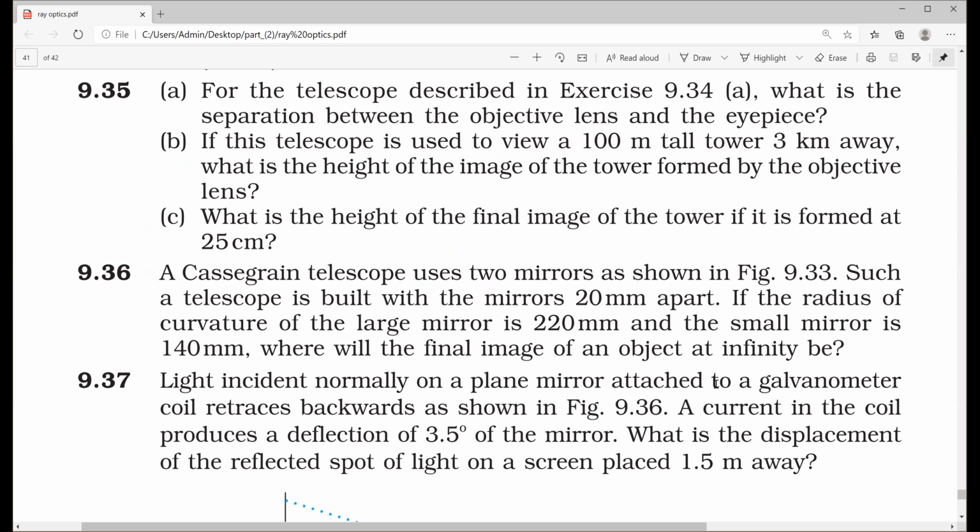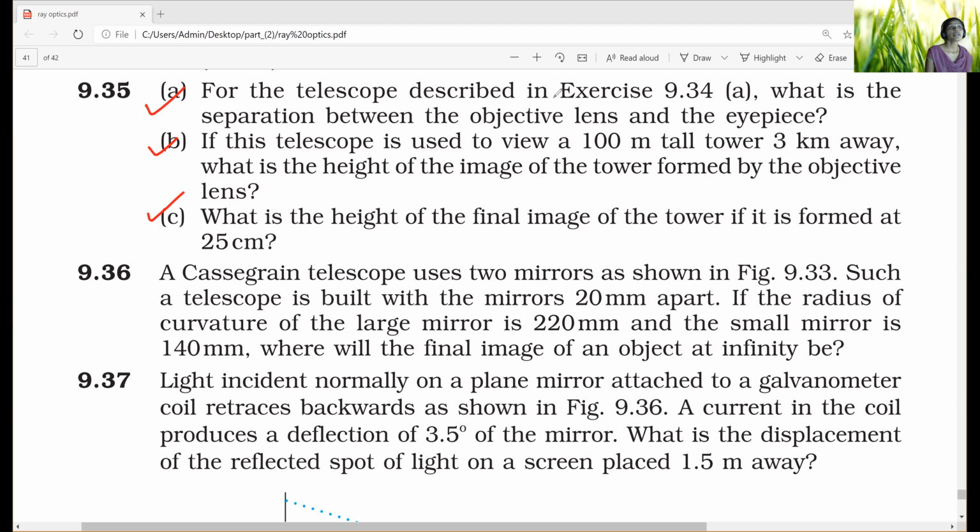So in note 9.35, they have asked three questions: A, B, C. So here, what they ask is: first, for the telescope described in exercise 9.34, what is the separation between the objective lens and eyepiece?